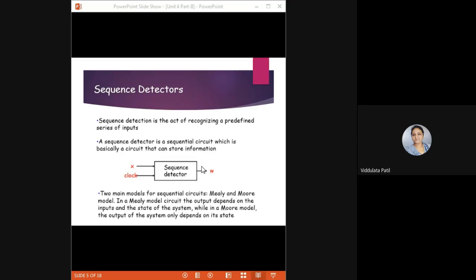As we know, in a Mealy machine the output depends on the input as well as the state of the system, while in a Moore machine the output depends only on the current state.